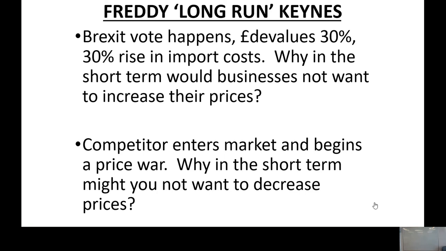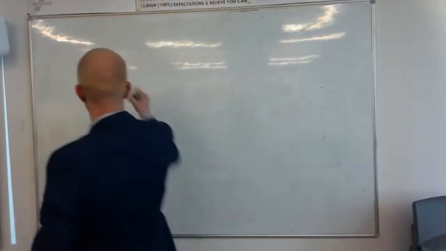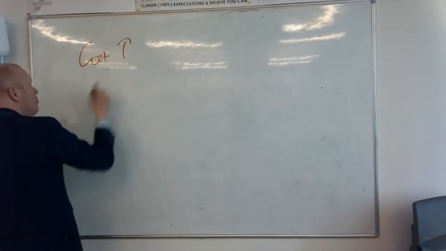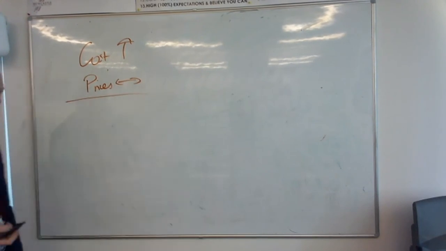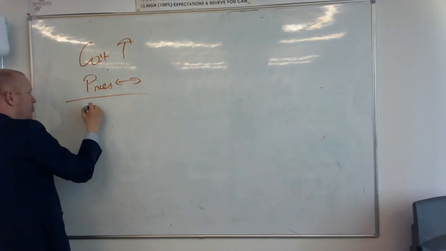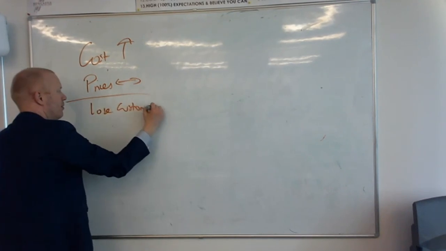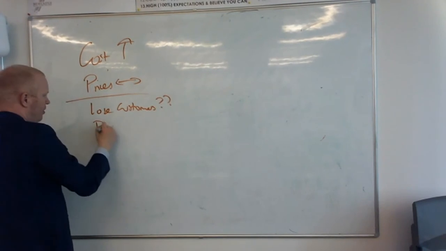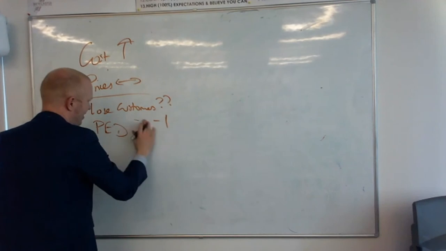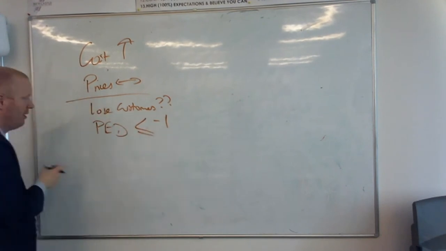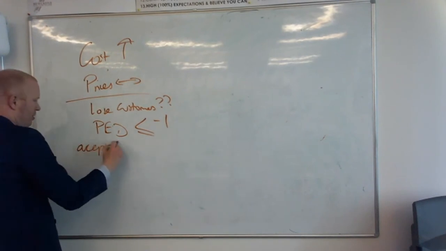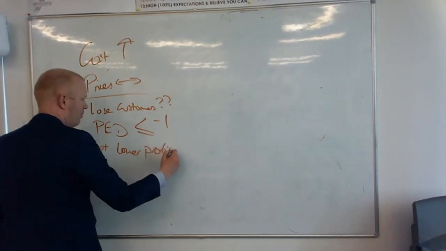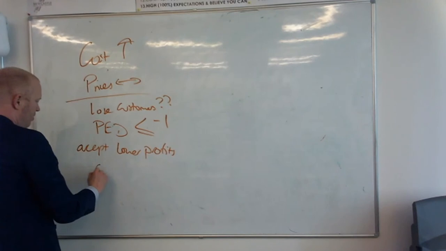So thinking about what the possible answers could be, in the short run, when your costs go up, what you might not want to do is to put your prices up, so they stay the same for a number of reasons. And one of those could be that you don't want to lose customers. Your customers are price sensitive. So if the PED is less than or equal to minus one, then you potentially are going to have customers quite responsive to price changes. So you might just accept lower profits in the short term. And that could be because your market is very competitive.